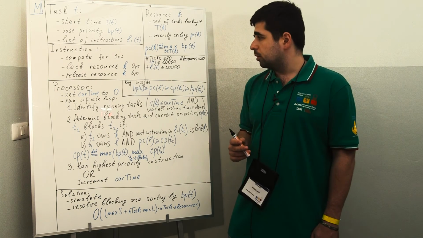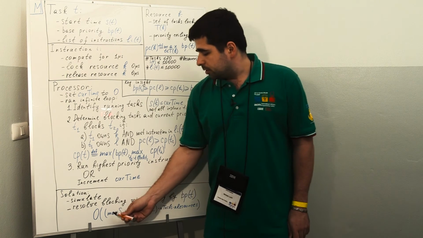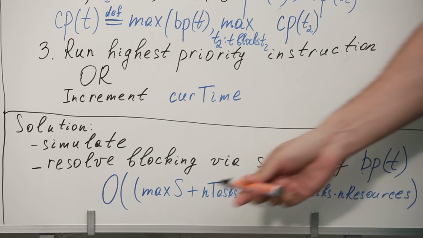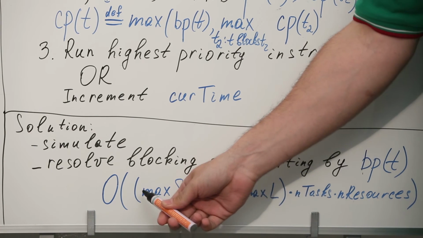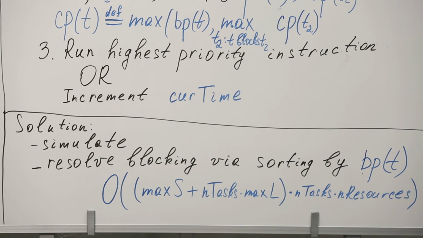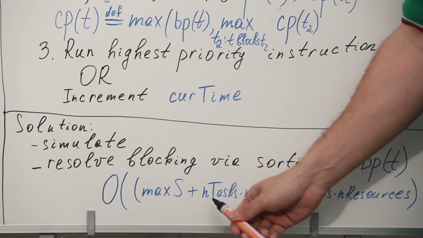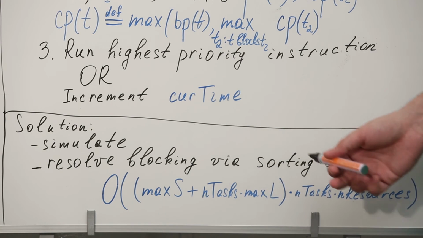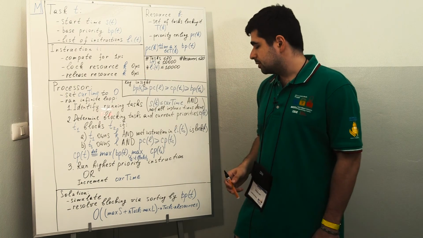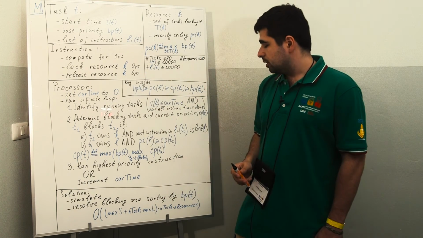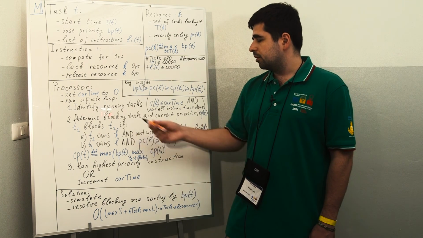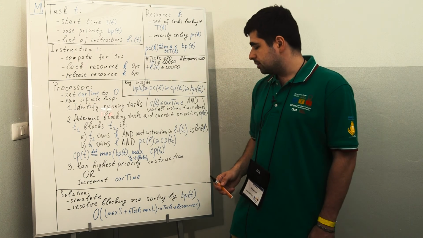So how long will it work? Well, we know that at most 10,000 microseconds will go before all the tasks will be running, and this is denoted by max S, max start time. And then after that, we will need to execute at most the number of tasks multiplied by the maximum number of instructions in the list for task instructions, which will take the corresponding number of microseconds. And for each such iteration, we will use at most the number of tasks multiplied by the number of resources time to resolve the blocking and the current priorities.